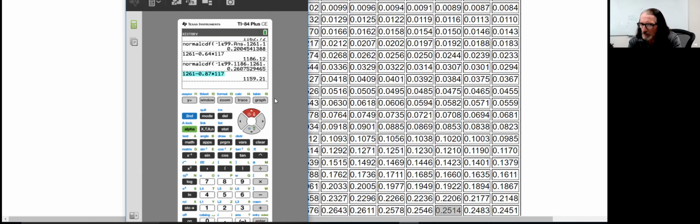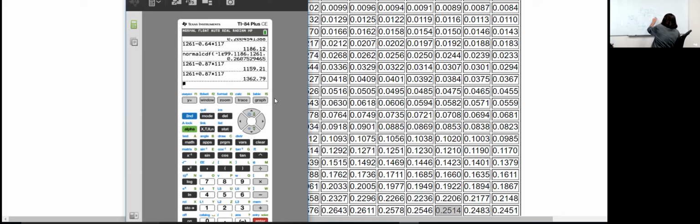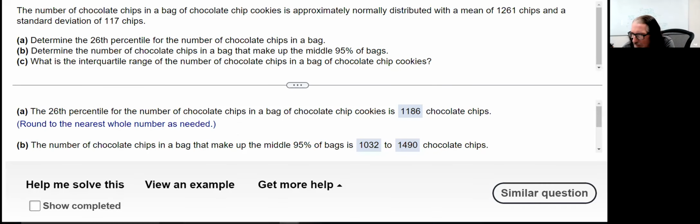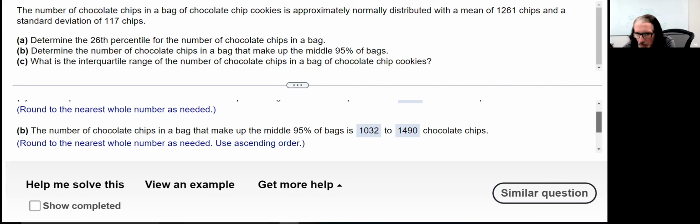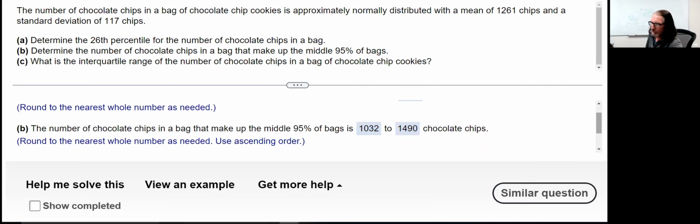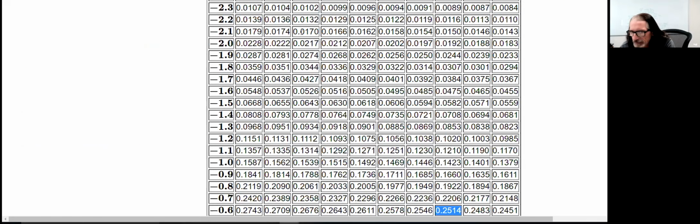And if I switch that to addition, 1363. They were asking for the boundaries there, so 1032, 1063. I'm way off. 5%, 2.5%, 0.025. That's my mistake.